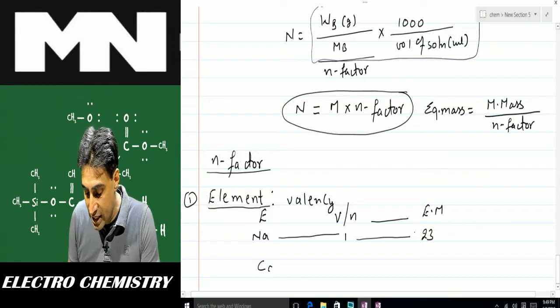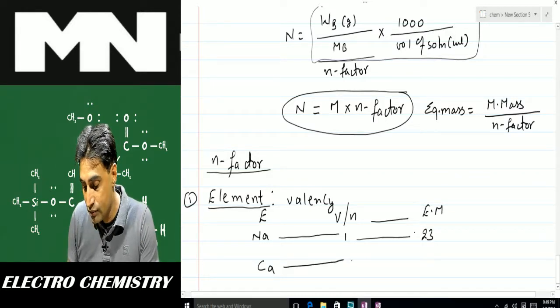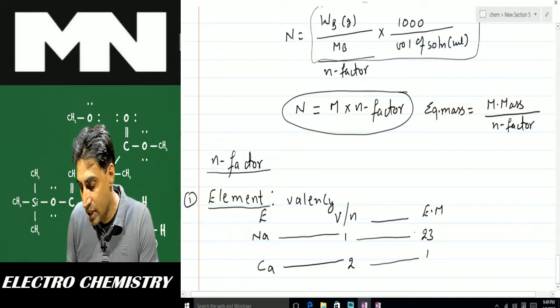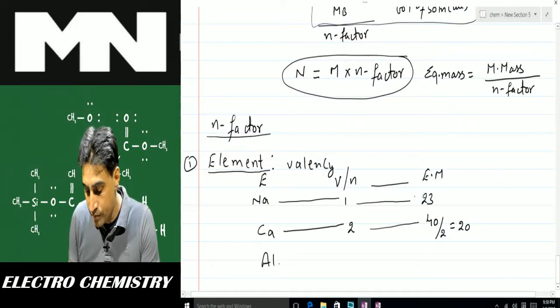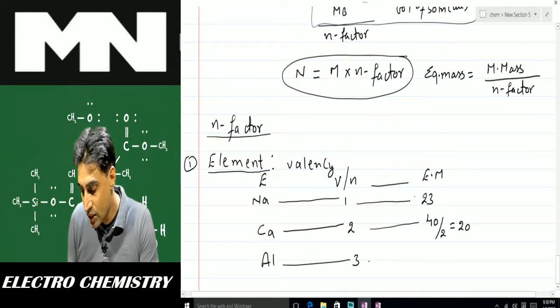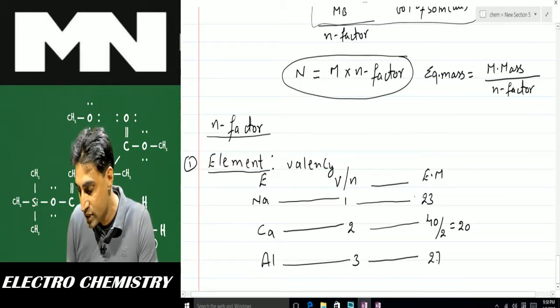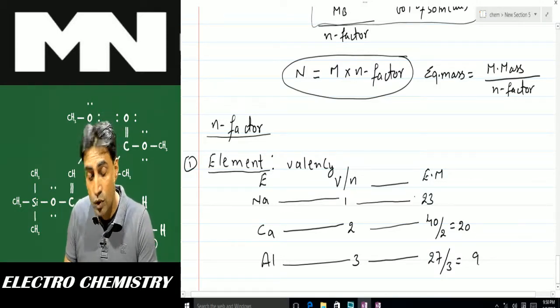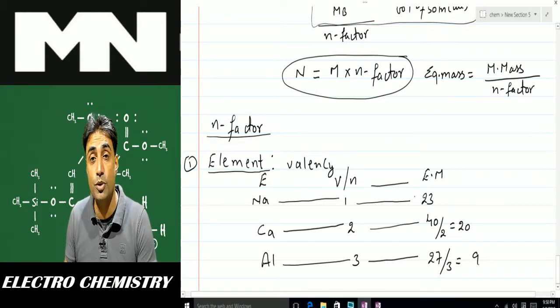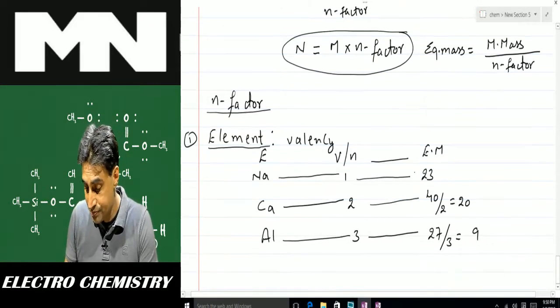Now if I talk about calcium, the valency of calcium is 2. Its molar mass is 40. If you divide it by 2, you will get 20. That is its equivalent mass. Likewise, if I talk about aluminum, its valency is 3. And in that case, if I write molar mass, that is 27, and I divide it by 3, I'll get 9. That's the equivalent mass. So this is how we calculate equivalent mass of an element. From here, you can easily think about the equivalent mass of carbon, because its molar mass is 12 and its valency is 4. So you can easily calculate its equivalent mass.